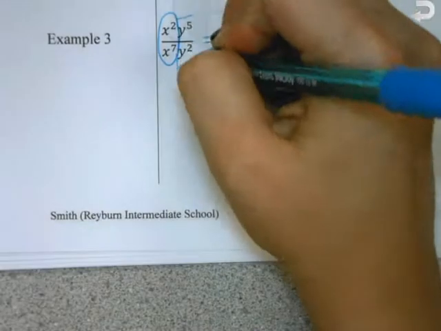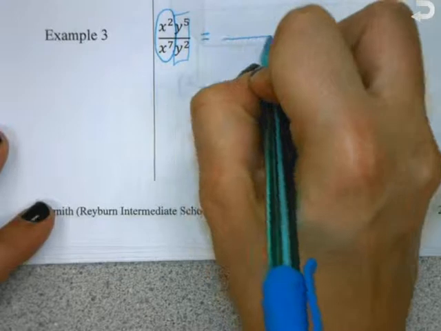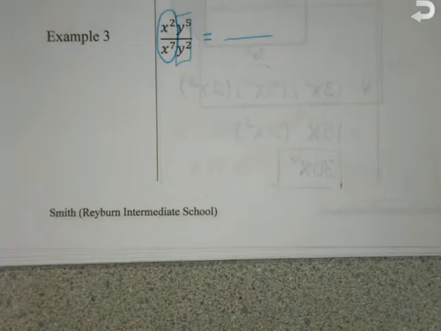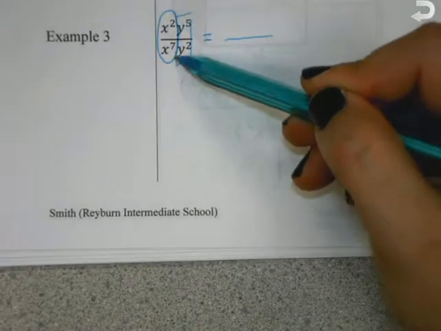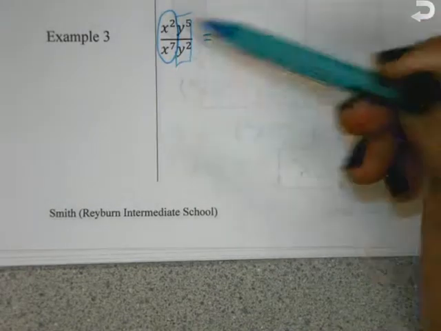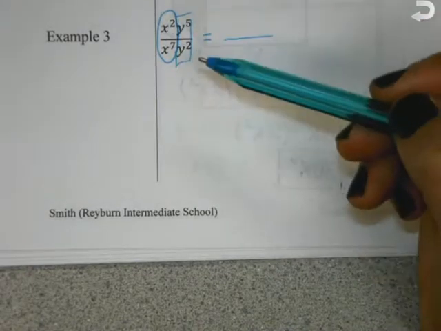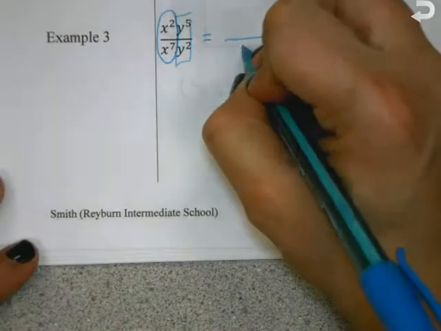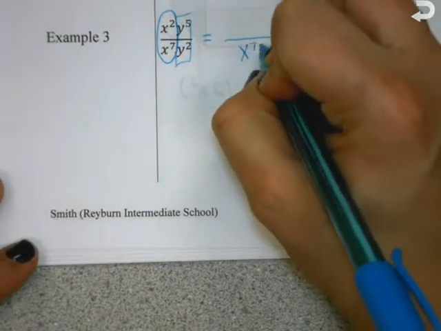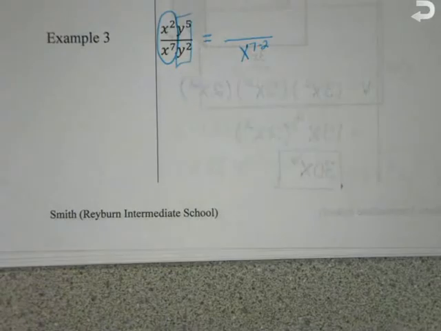Let's work on the x's first. Which has more x's, the numerator or the denominator? The denominator. So where's my answer going to end up? On the bottom. So it's going to be x to the 7 minus 2. If we use that little trick, we can just subtract the bigger one minus the smaller one. We don't have to worry about the negative exponents anymore because we figured out the trick.